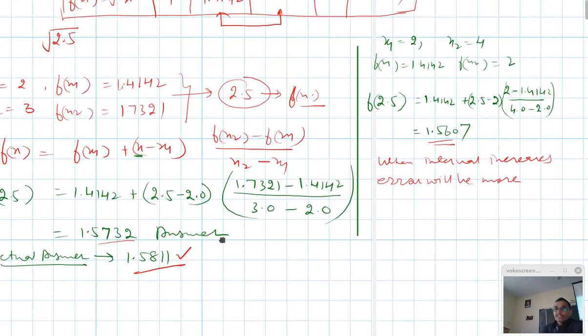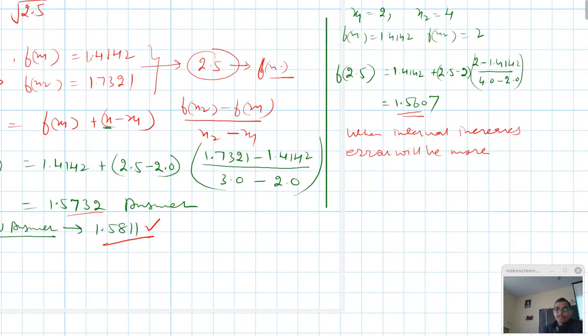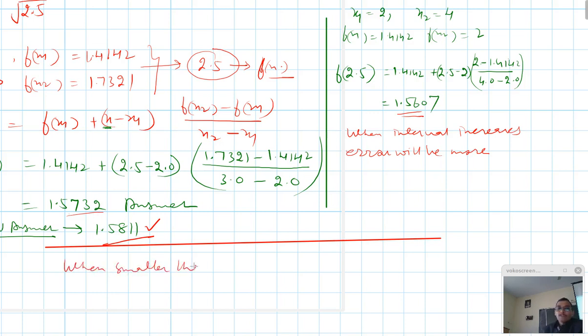So what does it mean? This means that the smaller the interval between the interpolating data points, the better the approximation will be.